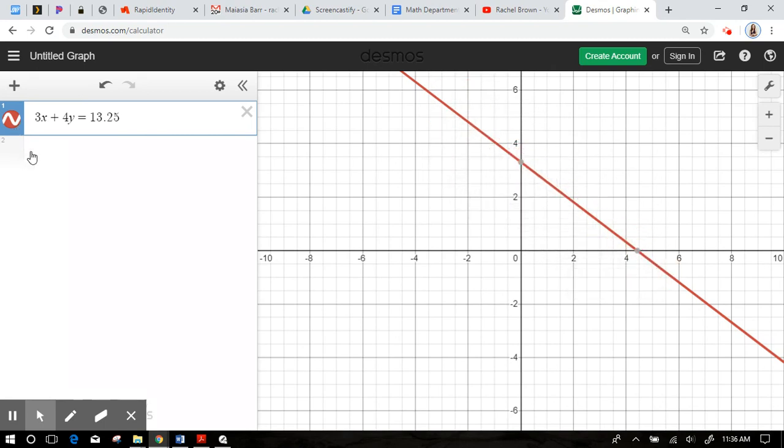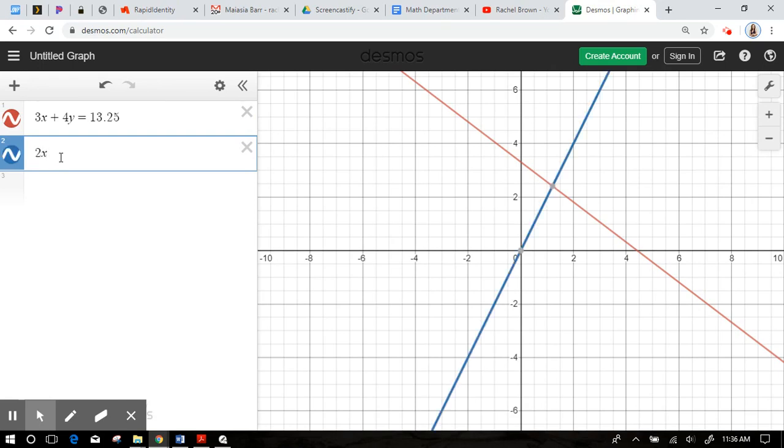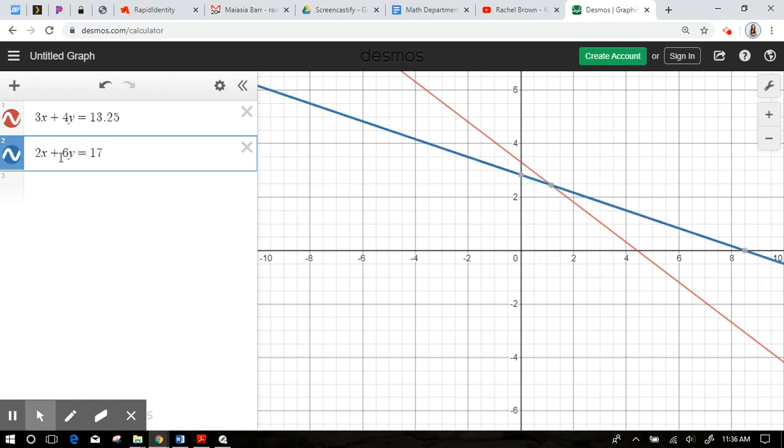Now let's type in our blue equation. So if there's this teeny faded little number 2 here, that doesn't become a box unless you need it to. So as soon as I click on it, now it's a box, and I can type in the second equation. So 2x plus 6y equals 17. So graphically, you can see that where these two lines intersect is right here at 1.15 and 2.45. And that's how we can do this graphing method.